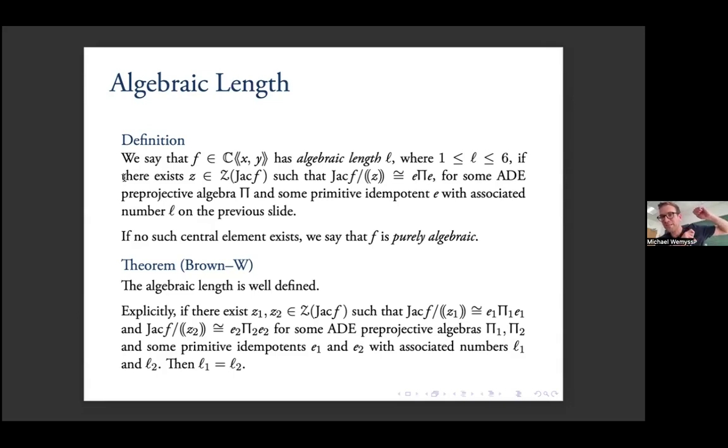So if you've got two Jacobi algebras and you want to know, are they isomorphic or not? If one of them has algebraic length 1 and the other has algebraic length 3, then because algebraic length is well defined, they cannot be isomorphic. That's one of the key things that the technology does. Anyway, we get a number out of it.